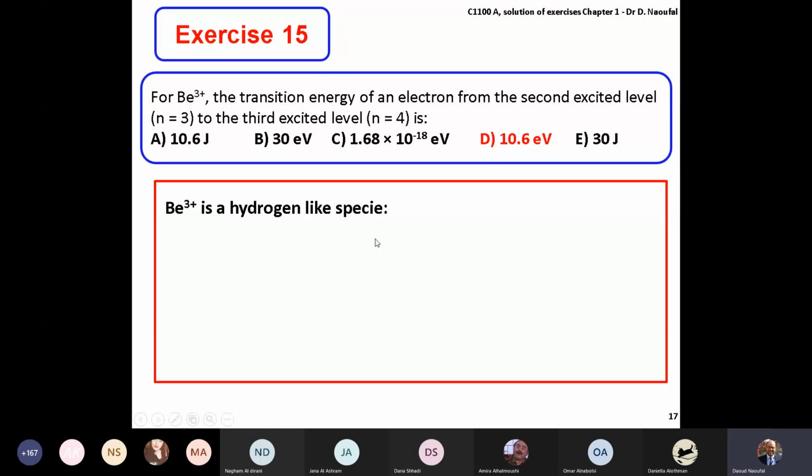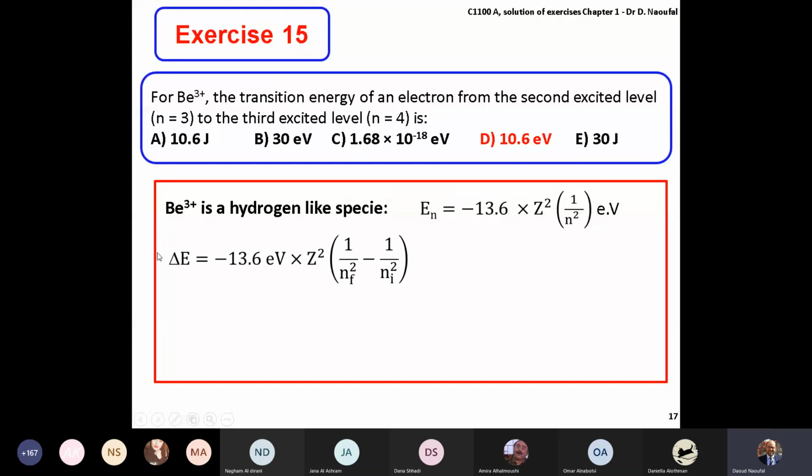We calculate: beryllium 3 plus is hydrogen-like, and En for hydrogen-like equal minus 13.6 Z squared divided by n squared in electron volt. The difference of energy, delta E, is always equal E final minus E initial, and the final has n greater than the initial. So delta E equal E4 minus E3 equal minus 13.6 electron volt Z square times 1 over n final square minus 1 over n initial square.